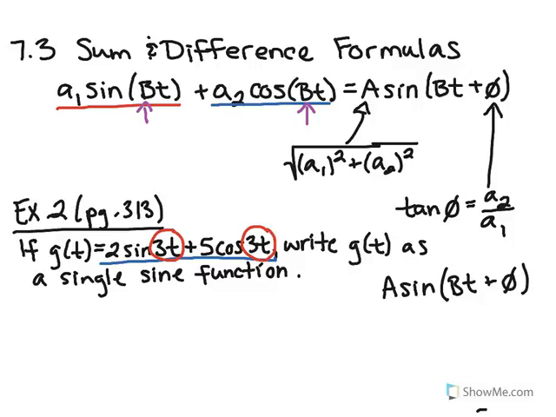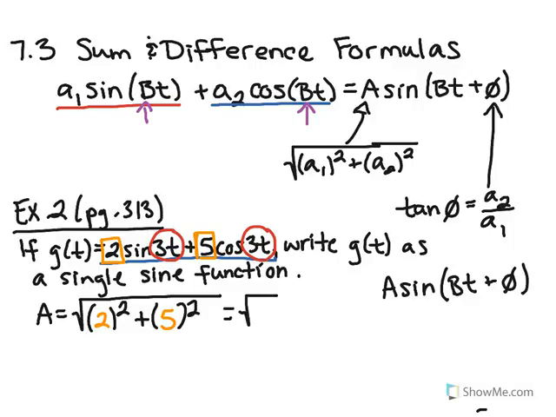So in order to find capital A, I have to do this square root business. So I'm going to start setting that up. Capital A is equal to the square root. A1 is the coefficient of my first part, which would be 2, and I'm going to highlight that in orange. So 2, and I'm going to square that, and then I'm going to add that to A2, which is 5, and we're going to square that as well. So that gives me the square root of 4 plus 25, so that's 29. And since that's a prime number, I'm going to leave that just as it is. So we now have A.